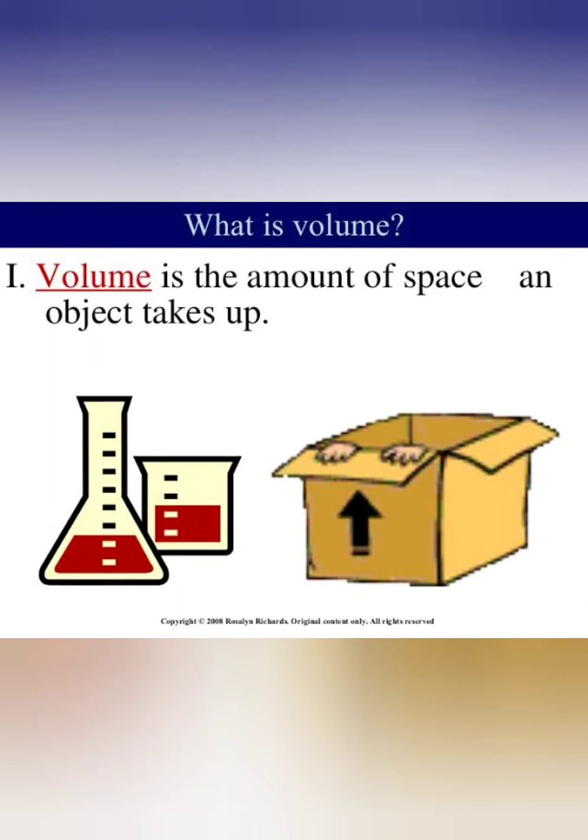What is volume? Volume is the amount of space an object takes up, which means volume is the space occupied by an object. For example, a football occupies more space than a cricket ball. So the volume of a football is greater than that of a cricket ball. And the SI unit of volume is cubic meter. First, we are going to learn about the measurement of volume of liquids. The volume of a liquid is expressed in liters and milliliters.